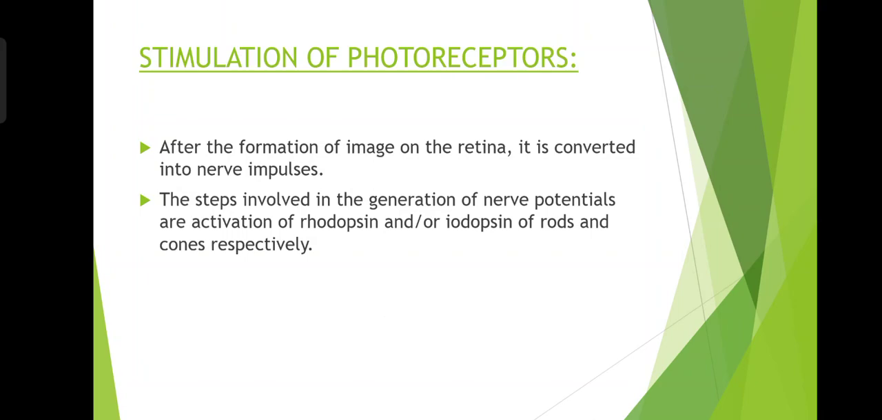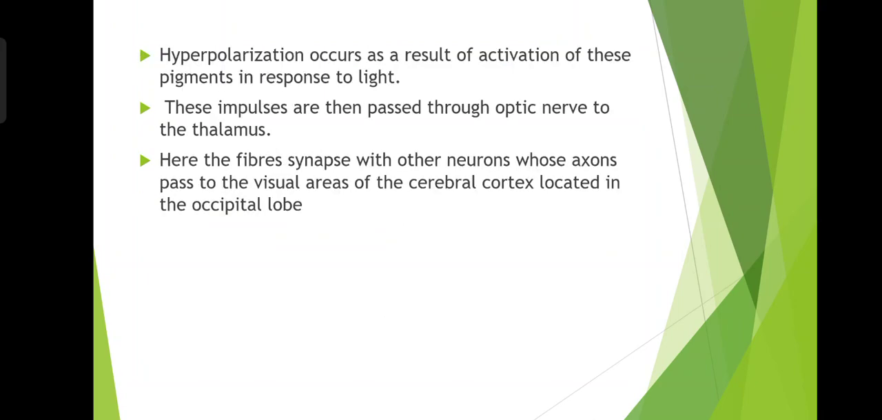Then the stimulation of photoreceptors. After the formation of the image on the retina, it is converted to nerve impulses. This step involves the generation of nerve potentials by activation of rhodopsin in rods and the corresponding pigments in cones. Hyperpolarization occurs as a result of activation of these pigments in response to light.